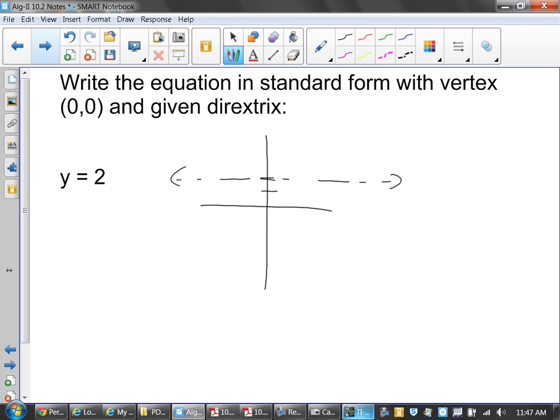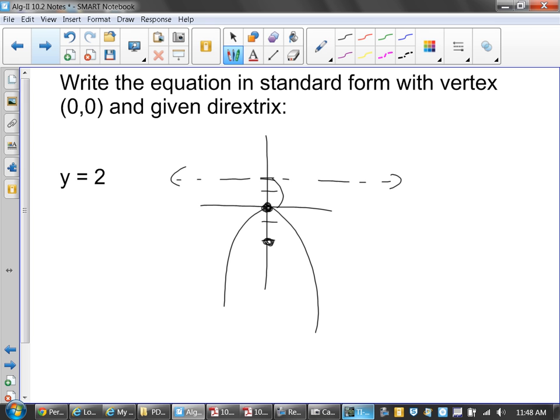So my directrix is there. I know that my origin is the vertex. The directrix is always behind the vertex. So that means this has to be opening this direction. This distance is 2, so that means this is -2.